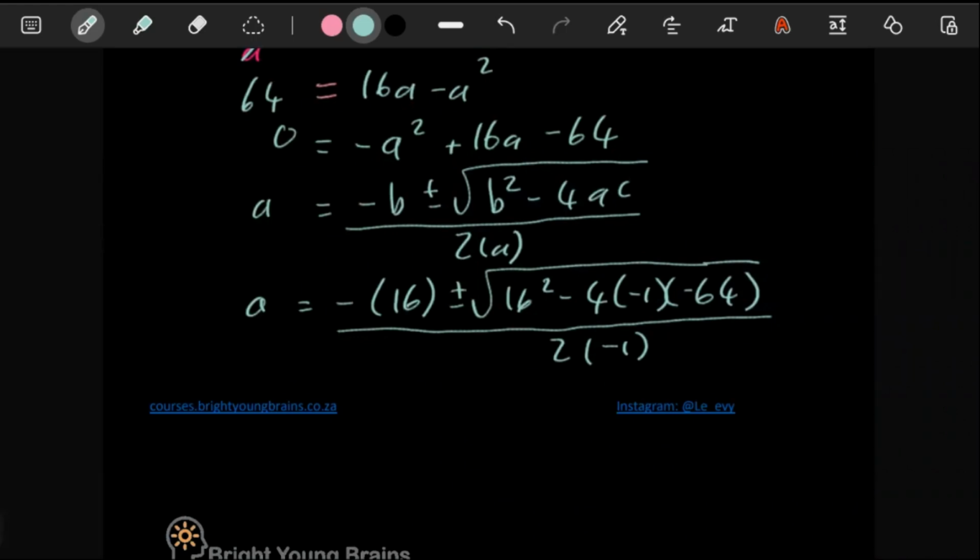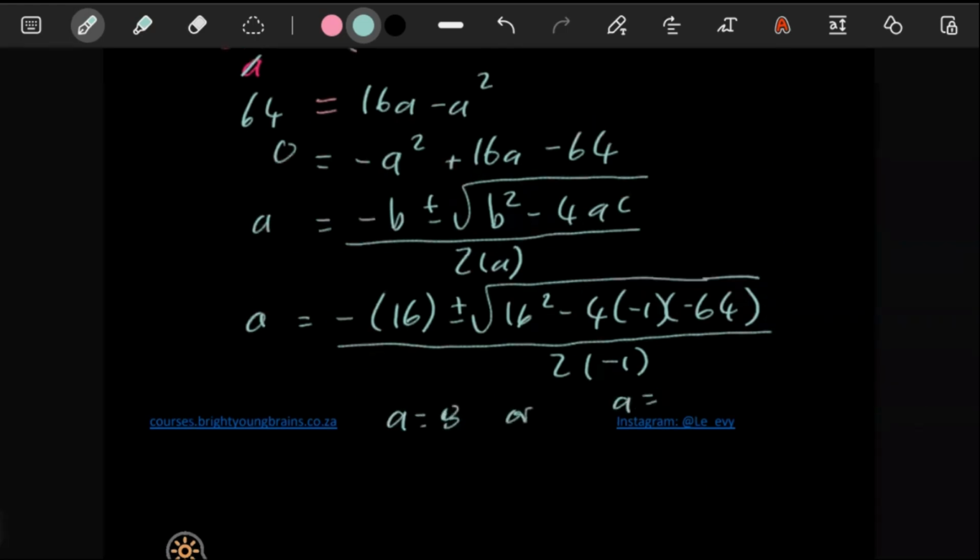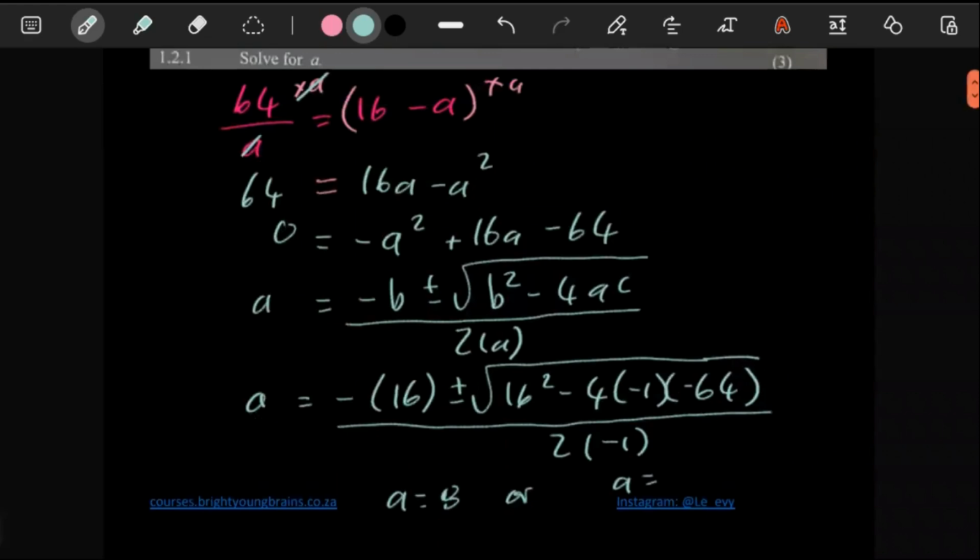So negative 16 plus the square root of 16 squared minus 4, negative 1, and then we have the negative 64. Is that negative 64? Yeah, it's negative 64. And then the a value is like negative 1. Great. A is 8. And what is the other value? Let us check the other one, because there are two values for A. So it's 8 and 8. Oh well, we're just going to write both.